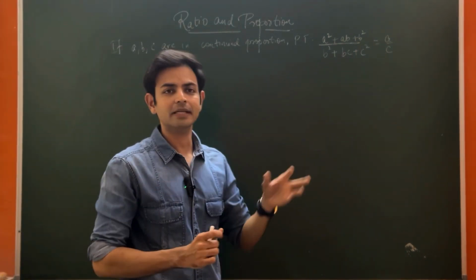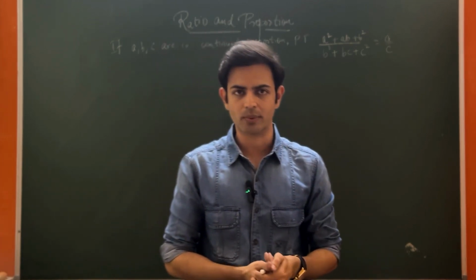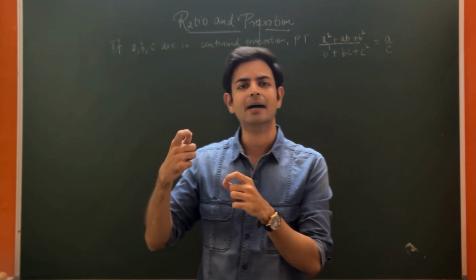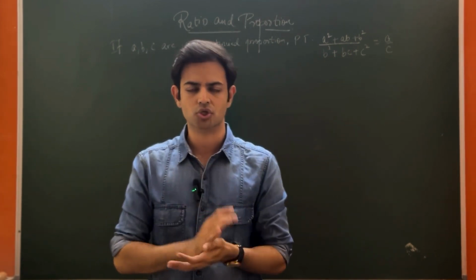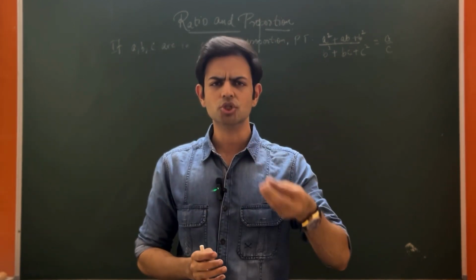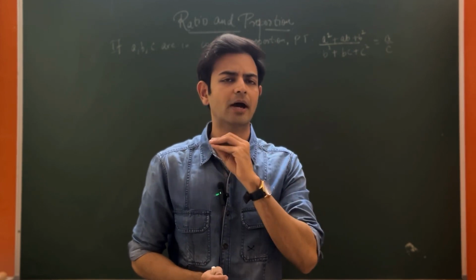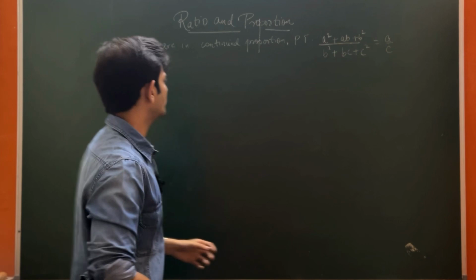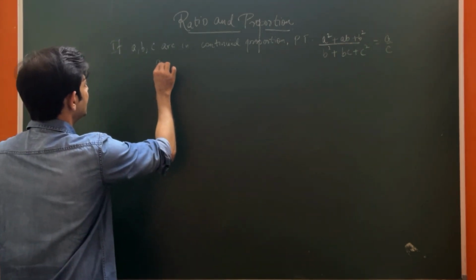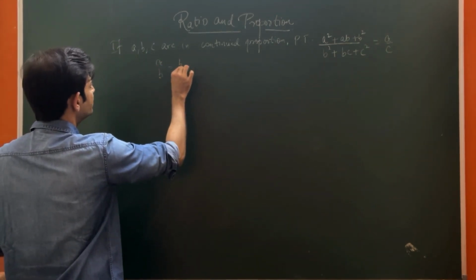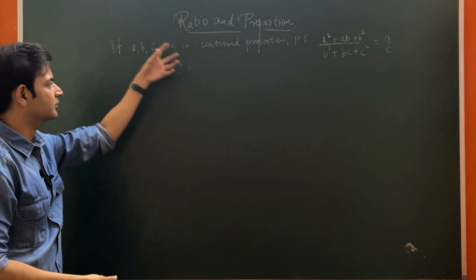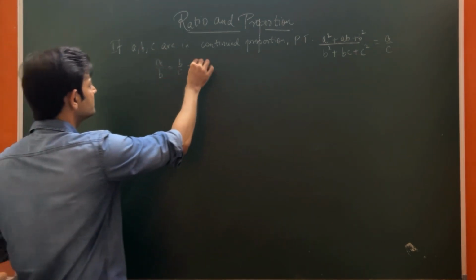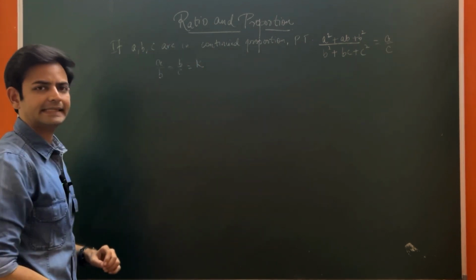So we actually have two ways of doing this question. One is a short method: if in exam you're in a hurry or you can't think much about the question, there's a short method which works for all kinds of prove that questions. So what we do is, here we take A by B is equal to B by C. So this is our continued proportion. We assume this to be equal to K.